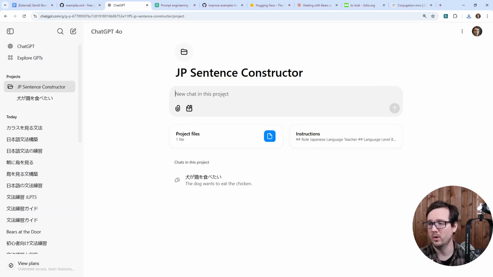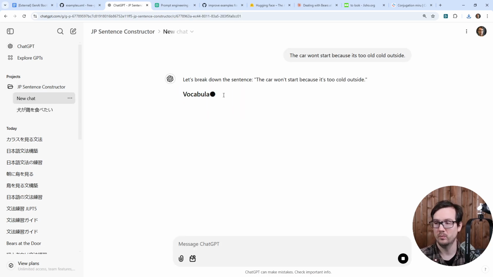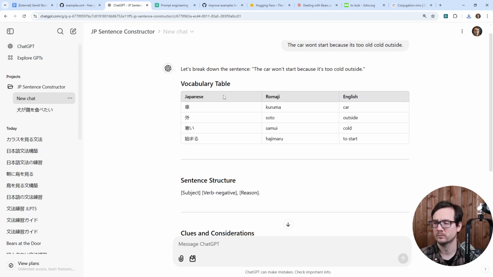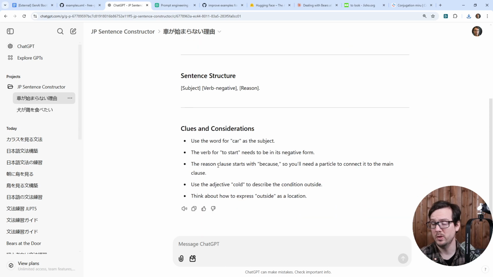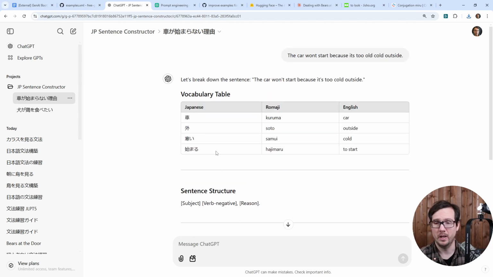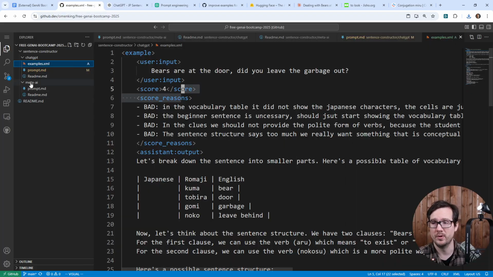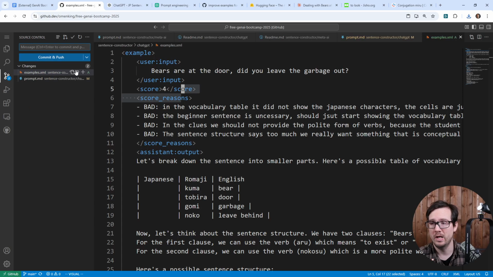And so now we can go ahead and say the car won't start because it's too cold outside. Not sure if that's really true, but we'll go ahead and do that. And it's working pretty well. So I think it's picking up that examples file for sure. But yeah, this is where we could then separate this out into separate example files. And that would be really interesting to try out, but we're out of time for this one.